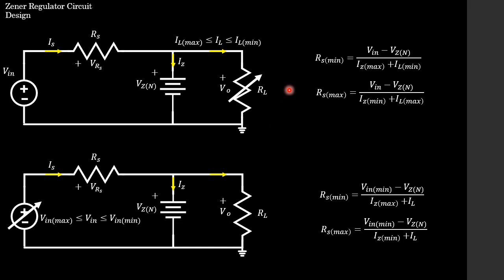So the expressions for Rs min and Rs max change slightly in this case. As you can see from this slide, because our voltage source is constant, we don't have some minimum or maximum value. We simply have V in our numerator. And because our load is constant in the circuit, in our denominator we don't have some minimum or maximum load value, we just have a constant load value, which is IL. And that, students, is Zener regulator circuit design done and dusted.